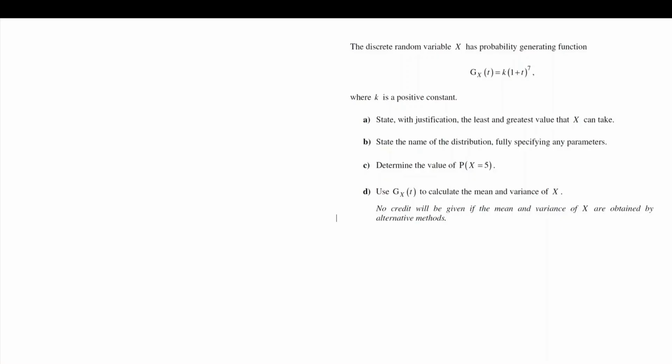In this question, we've been given a discrete random variable x, which has a probability generating function as shown. So k times (1 plus t) in brackets to the power of 7. We're told that k is a positive constant, and we're asked to state with justification the least and the greatest value that x can take.